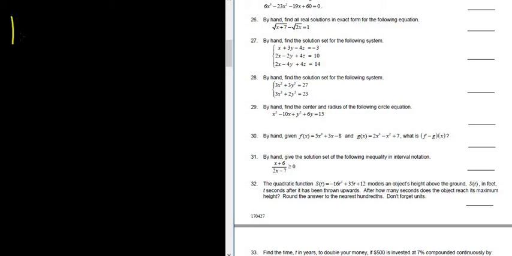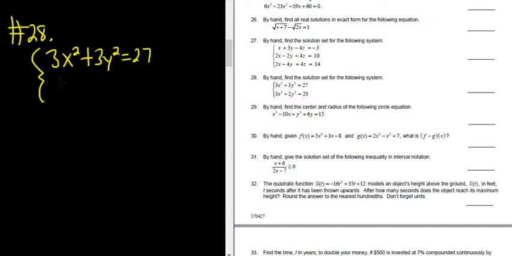Number 28. By hand, find the solution set for the following system. So we have a system of equations. 3x squared plus 3y squared equals 27. And then 3x squared plus 2y squared equals 23. So we have to find the solution to this system of equations.